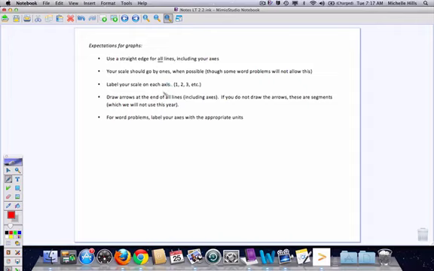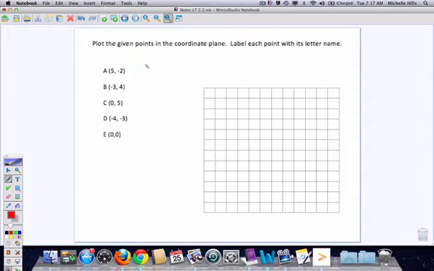Draw arrows at the ends of all of your lines, including your axes. If you don't draw the arrows, they're segments, and we are not using segments the vast majority of the time this year. And then, of course, for word problems, label your axes with the appropriate units. In this case, though, for this learning target, it's just practicing plotting points in the correct location on the graph.